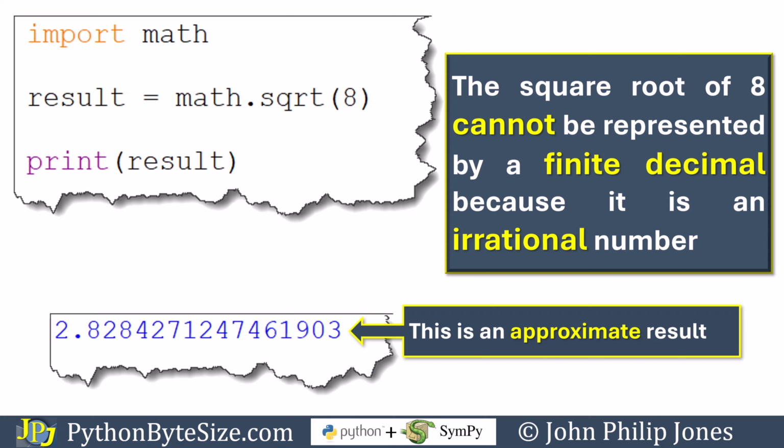Now I'm going to alter this program so that we're not going to be using the math square root function. We're going to be using the sympy square root function. But before I do that, I'm going to look at a little bit of mathematics associated with the square root of 8. And this will help us understand what the sympy module square root function actually does.